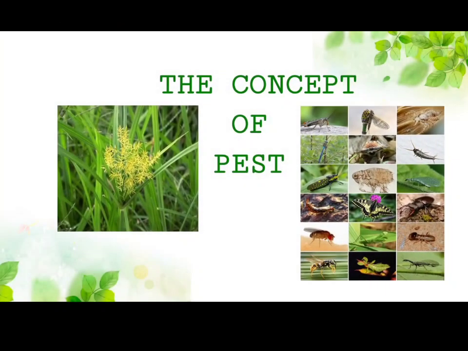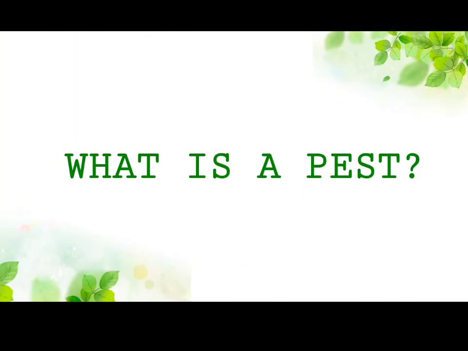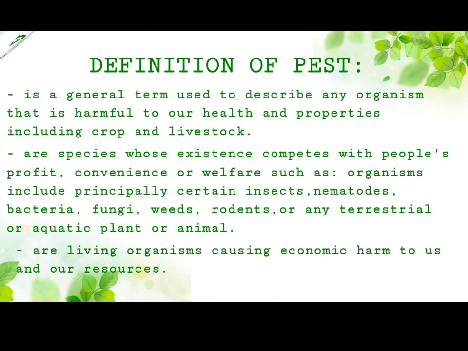Topic 17. The concept of pest. What is a pest? It is a general term used to describe any organism that is harmful to our health and properties, including crop and livestock.